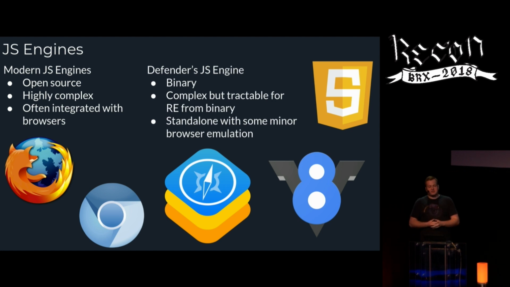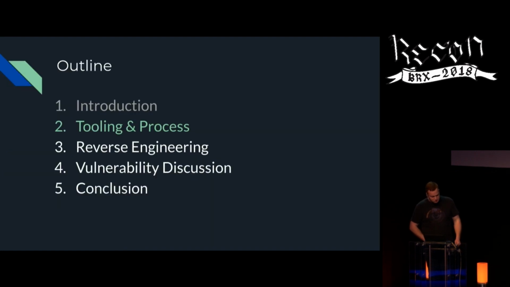In contrast, Defender's engine is only distributed as binary. Best I can tell, it's not integrated or stolen from any other code base. It seems to be in-house built and sort of proprietary to Defender. And it is complex, but it's at least tractable to reverse from binary. It's not doing a lot of the stuff and the complexity of a modern JavaScript engine that would make that harder to reverse. And it is standalone, but has some minor browser emulation. It's not integrated with the browser.